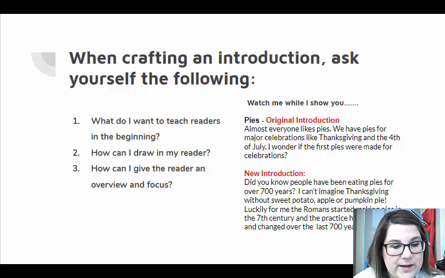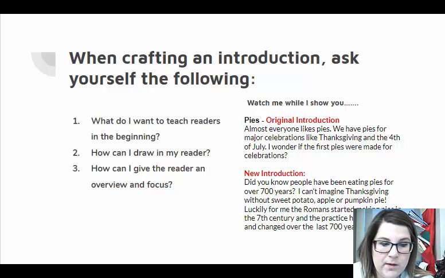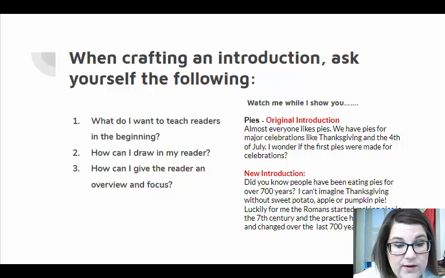So I'm going to show you an example over here with pies, and then I'm going to work on my own writing. So this pies introduction, here's how it started. Here's the original. Almost everyone likes pies. We have pies for major celebrations like Thanksgiving and the 4th of July. I wonder if the first pies were made for celebrations. So that's not bad. It's giving us a preview of information. There are some facts in there, and they did pose a question as well.